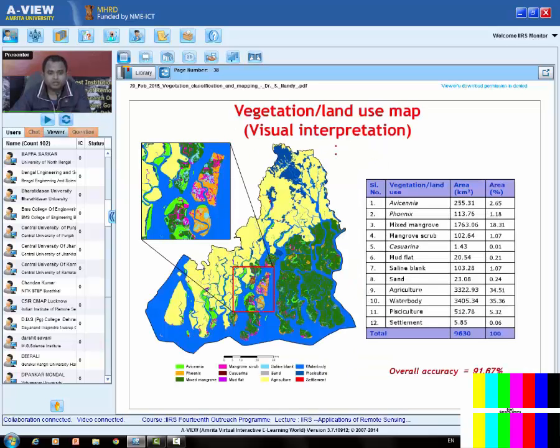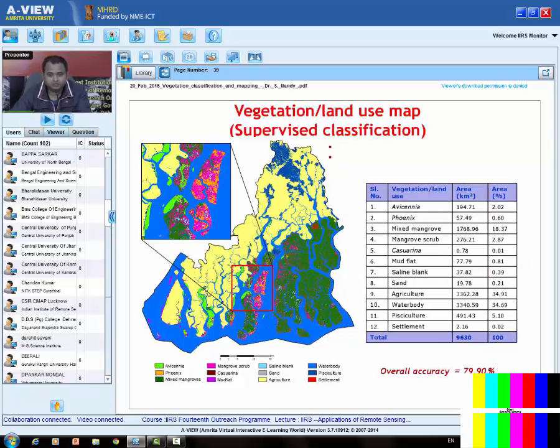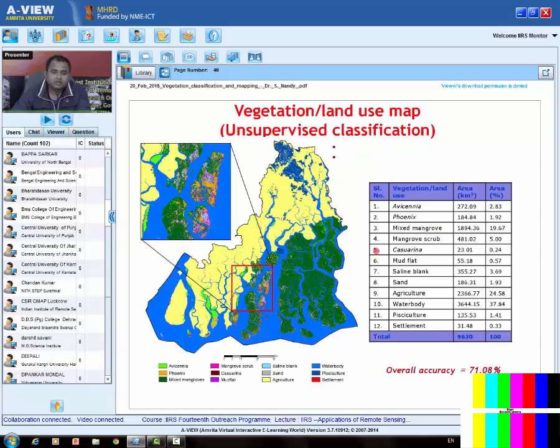So here is a zoom view of this, see different classes here of mangroves and non-mangroves also. The accuracy in this was found to be very high, and the area under each class was also noted down here. Then I performed supervised classification. In supervised classification also I could get four mangrove classes and Casuarina and other non-mangrove classes and the area under each class, but accuracy again went down. And further with unsupervised classification it went down further.